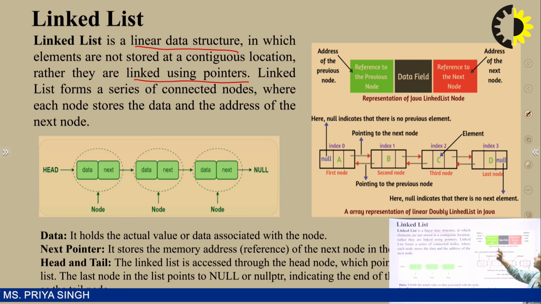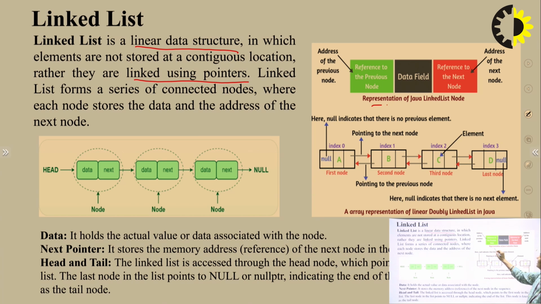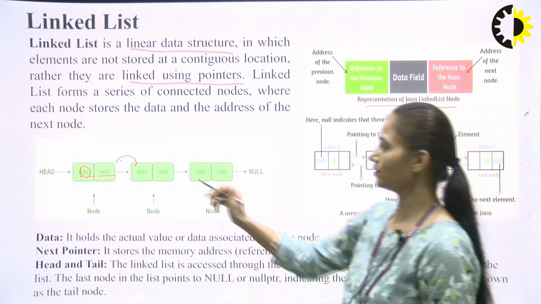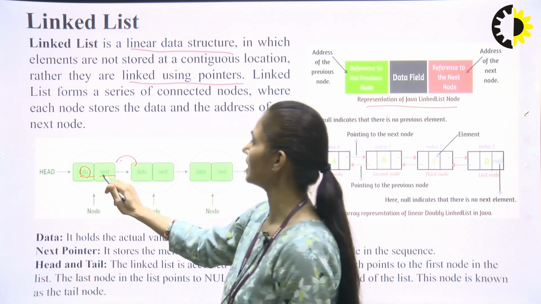Suppose there is a representation of a Java linked list node. When we talk about a node, it consists of two values, that is, data and next. Next consists of the pointer towards the next item, and the node data consists of the data element present inside it. So a linked list forms a series of connected nodes, where each node stores the data and the address of the next node. The address of the next node is presented inside this next particular node.